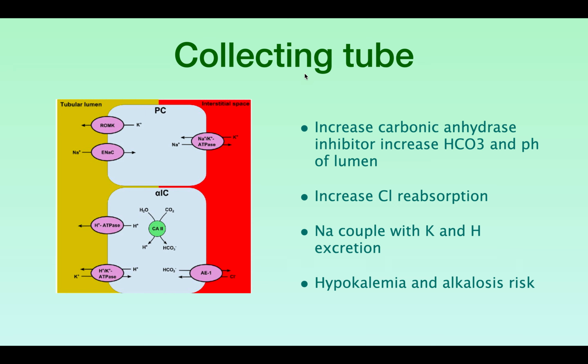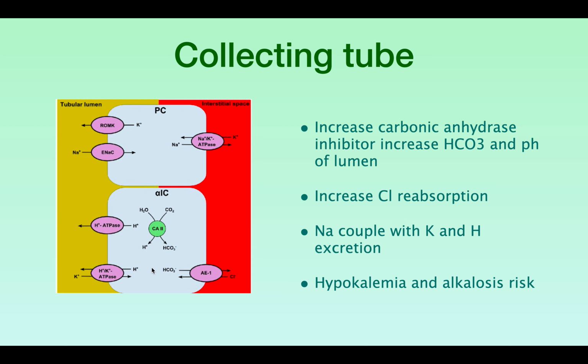In the collecting tubule, the carbonic anhydrase inhibitor increases sodium bicarbonate and the pH of the lumen. So it's going to make the tubule lumen more alkaline, and it does that by increasing the reabsorption of chloride. Sodium is going to be coupled with potassium and hydrogen excretion. So H plus ATPase and this exchanger right here. Sodium is going to come in, and potassium is going to come in, and it's going to be exchanged here.